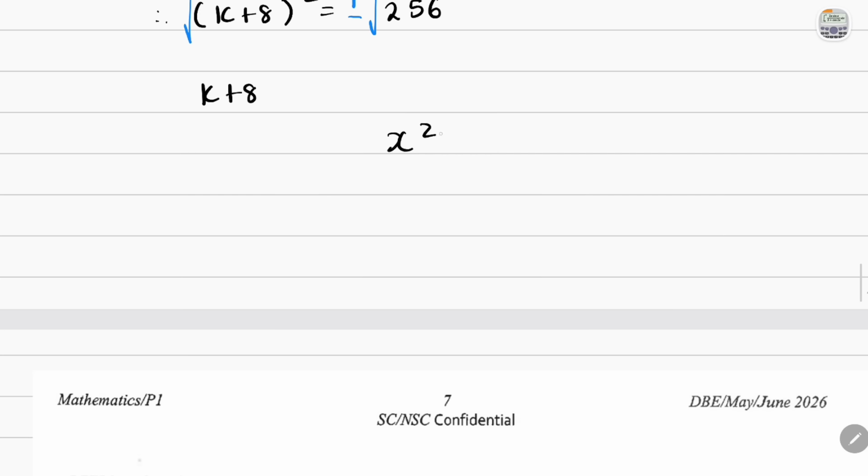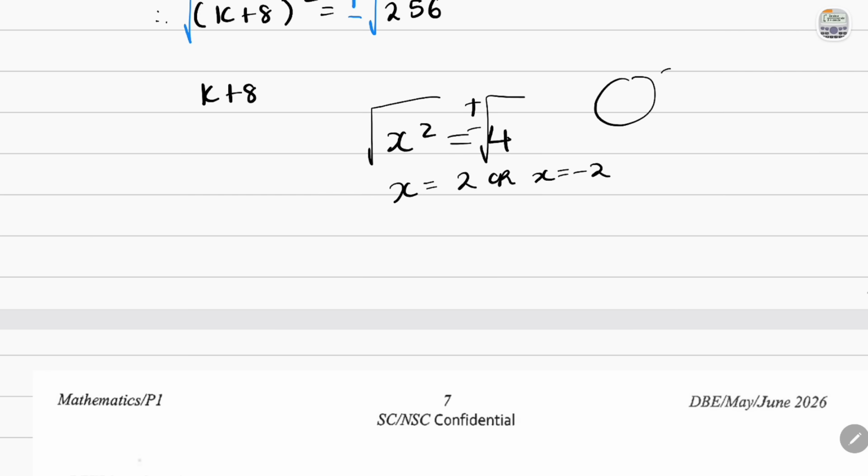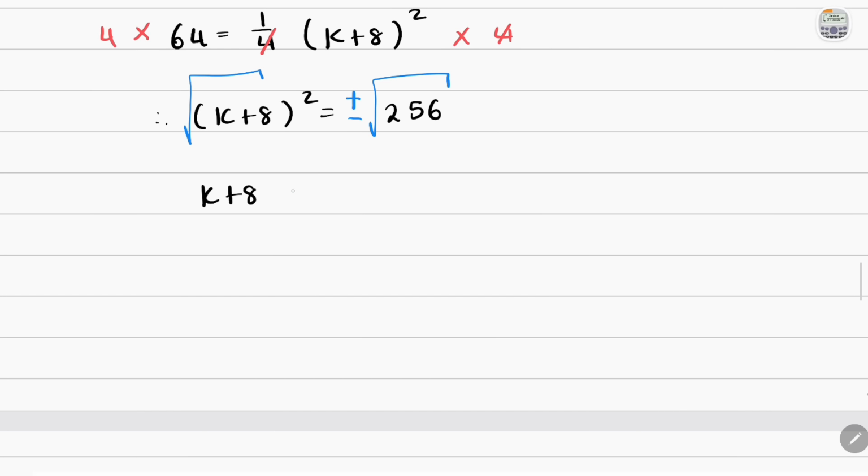Because if I say x squared is equal to 4, x is not just equal to 2. This is a quadratic equation, so there are two possible solutions. When you square root, you need to consider the positive and the negative solution. So x is equal to positive 2 or x is equal to negative 2, because something squared gives you 4. 2 squared gives you 4, yes, but negative 2 squared also gives you 4. So don't forget that plus minus. And so this is equal to positive or negative 16.